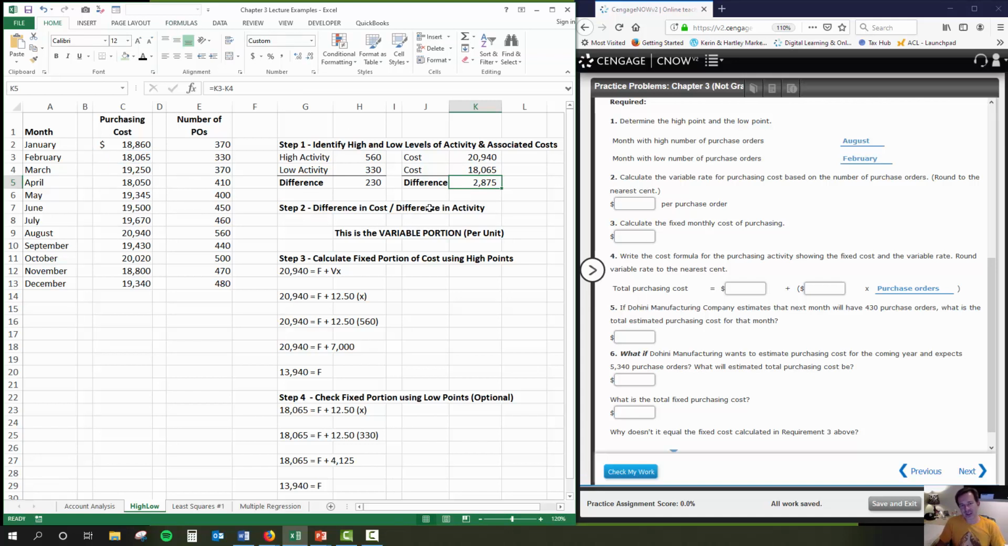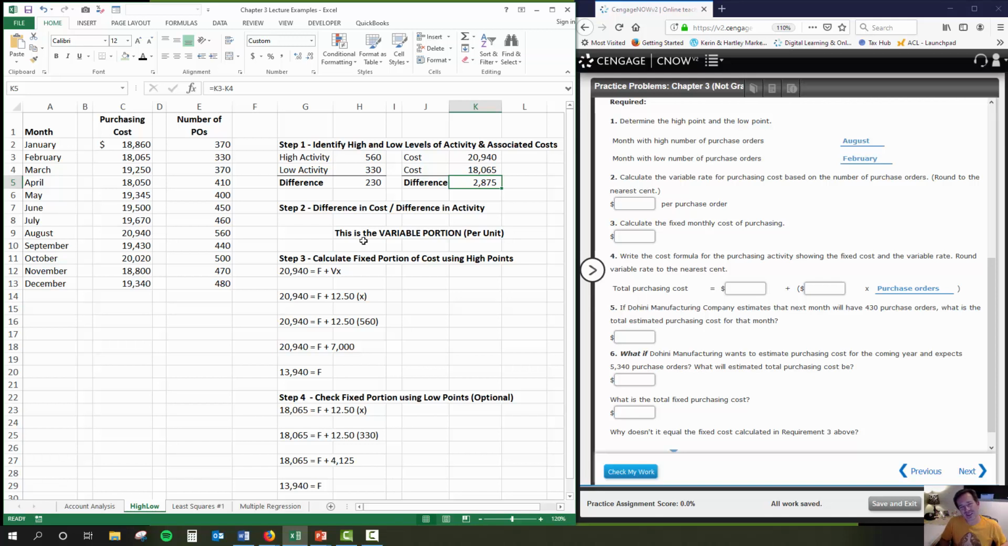Our goal is to get the difference between the high and the low. So I simply went in here and I subtracted 560 minus 330, I got 230. And I did the math right there and got 2,875. That's step one of high-low. Like I said, very easy. If you can pick out high, you can pick out low on the activity front, then you can do high-low.